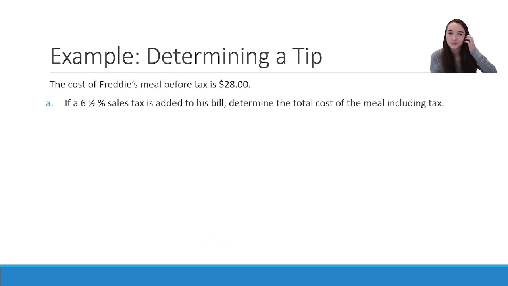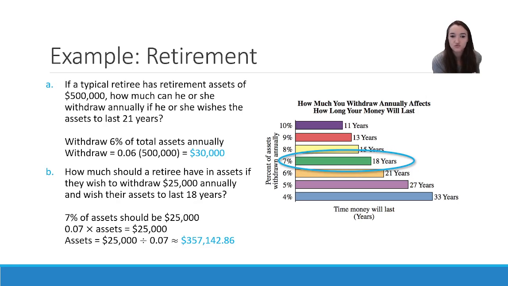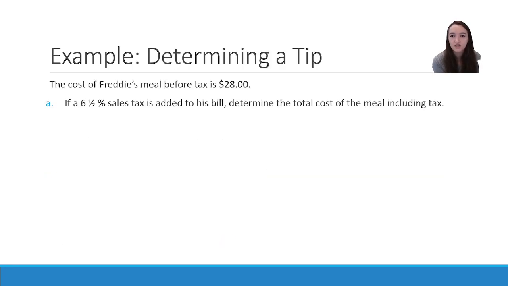All right, let's try another one. So this is one that you've definitely run into before, right? Determining a tip. So the cost of Freddie's meal before tax is $28. If a 6.5% sales tax is added to his bill, determine the total cost of the meal including tax. So we're going to do a very similar thing to what I did here, where I'm translating this statement directly into a simpler problem and then taking the simpler problem into an algebra statement.